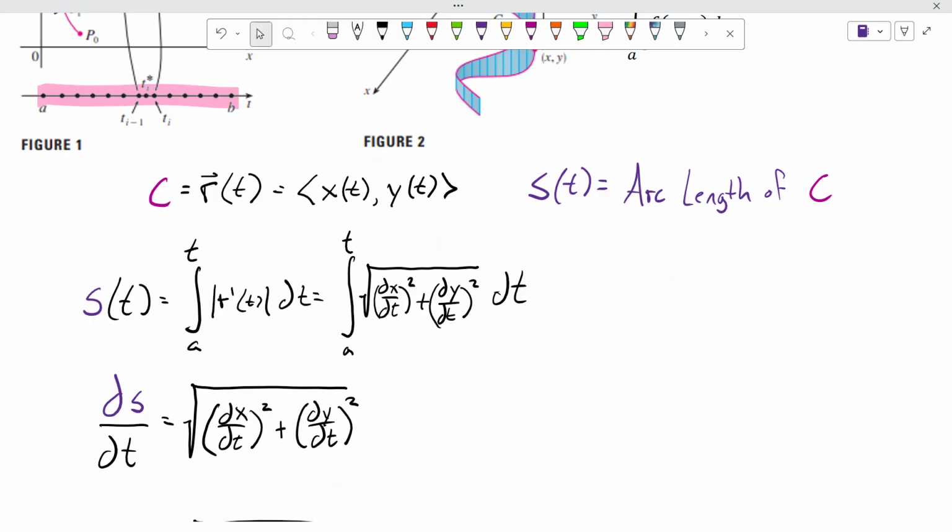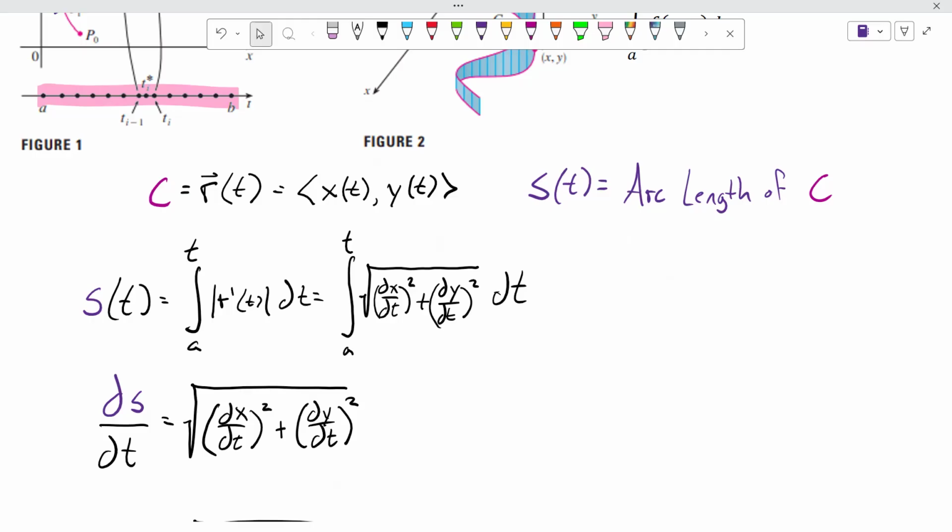And it turns out the magnitude of r prime is just the squares of the derivatives of x and y added together, and then take the square root of that, because we've taken the square root of vectors before. So we got that bit. So the arc length should just be the integral of that square root dt, which is going to give us a way to relate ds to dt.